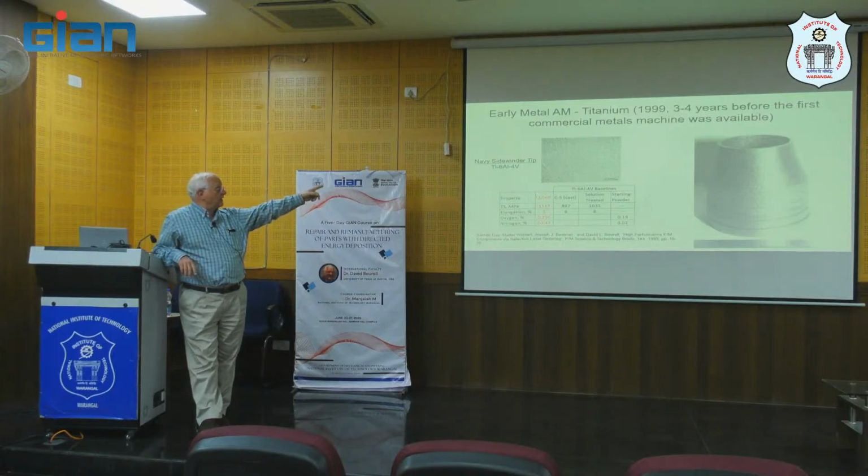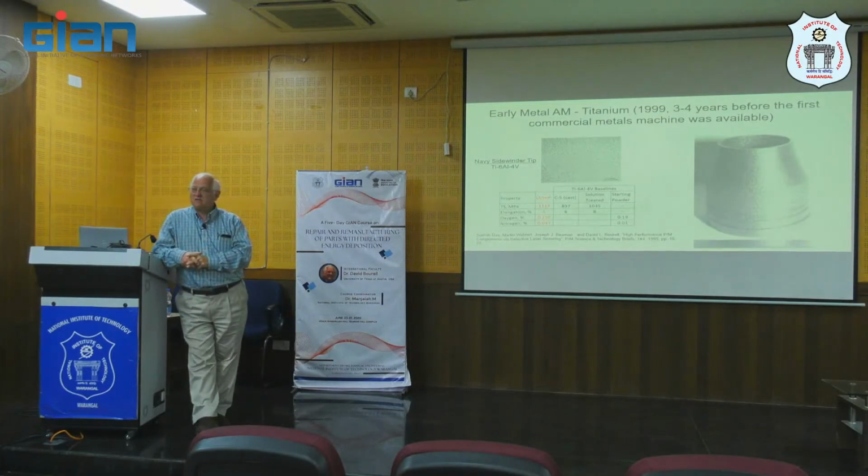So this is fully dense titanium 6-4. This was done again in 1999, which is about 3 or 4 years before the first quote commercial metal machine really hit the market, which was a European machine.